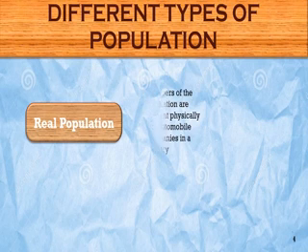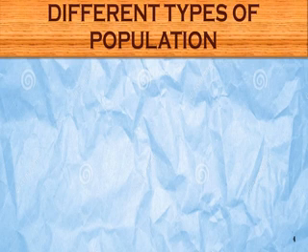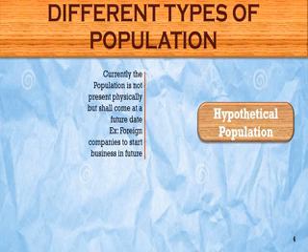Next, we come across another type of population, opposite to that of real population, and that is hypothetical population. Hypothetical population is a population which does not exist now physically, but in days to come they will come into existence. That means often you hear about planned cities, that we are making a planned city. Chandigarh is a planned city. Bengaluru is a planned city.